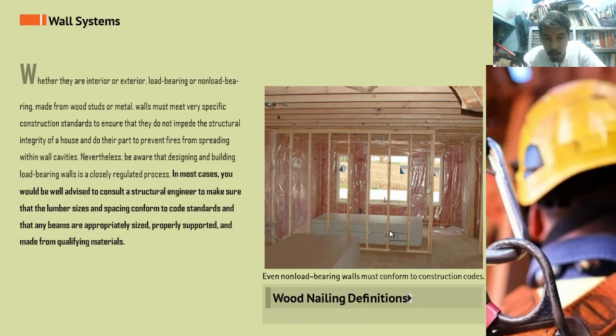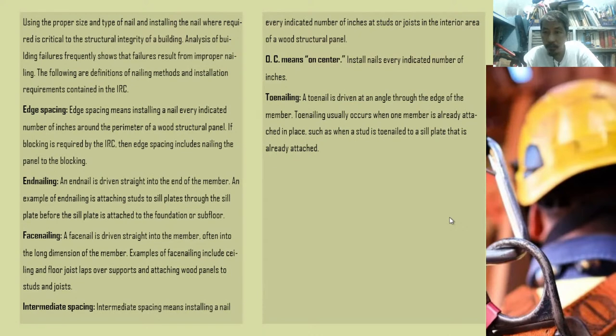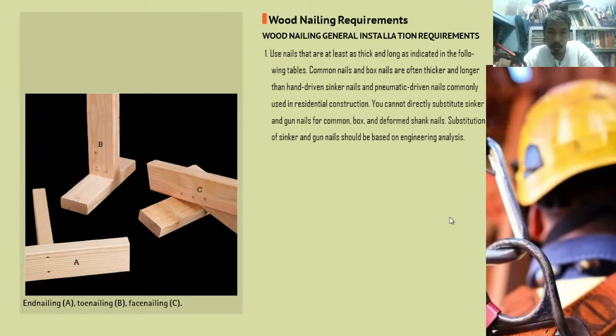So there are no wall systems. Okay, so using wood, there are plenty of fasteners. So two nailings, or toenails, conventional. So end nailing, toe nailing, face nailing. Okay, this is what we mean by end nailing, toe nailing, and face nailing. Okay, those are the differences.